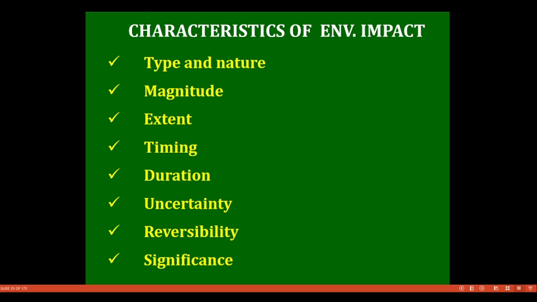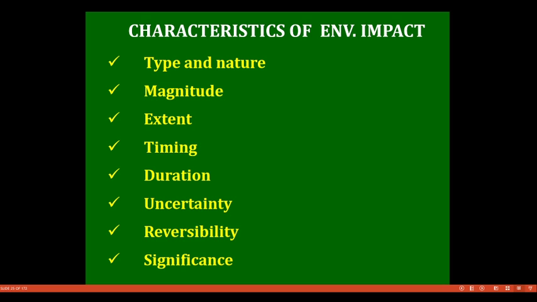There are many technical terms that we use in connection with environmental impacts. The various characteristics or attributes of environmental impacts that we commonly use in environmental impact statement reports are type and nature of impact, magnitude of impact, extent of impact, timing of impact, duration of impact, uncertainty of impact, reversibility of impact, and significance of impact. These 8 terms we commonly use.